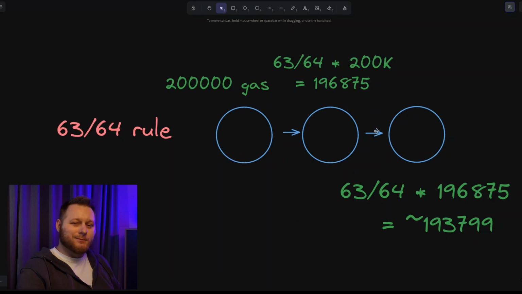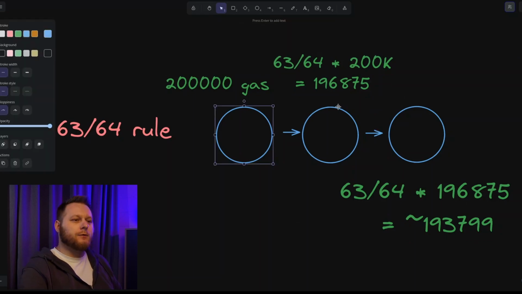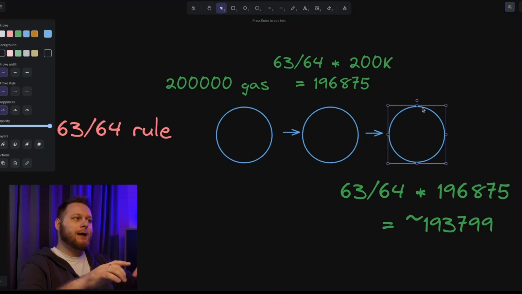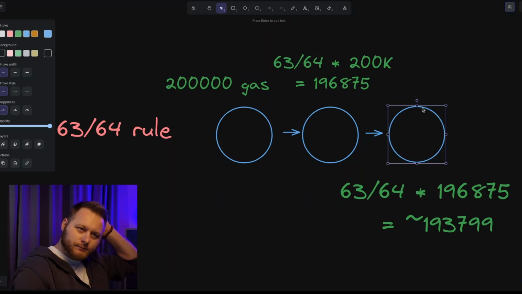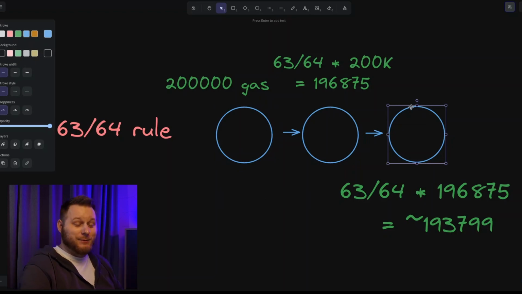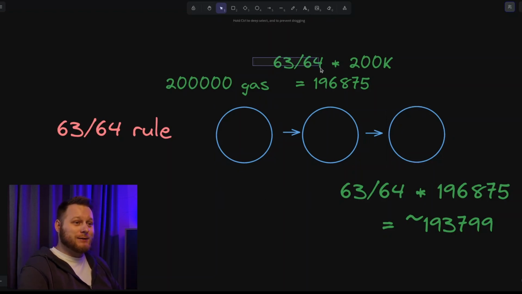Actually, the maximum call stack that you may have, from 1 to 2 to 3, this is the call stack, is up to 1,024 calls. But as you may already be aware, due to this rule you won't basically have any significant gas left to do anything with that.